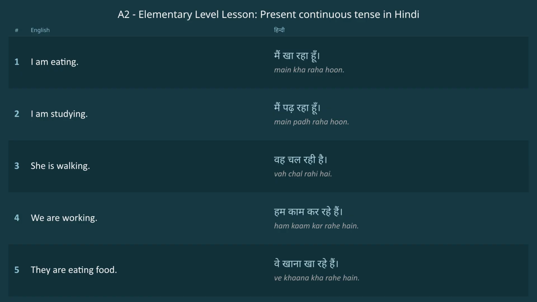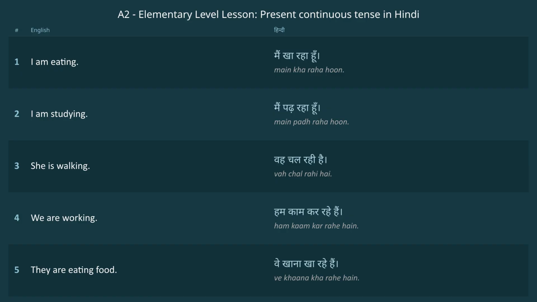Take the verb padhna, to study. Remove na and you get padh. Then add raha, rahi, or rahe. Then add the right form of hona. Main male speaker, मैं पढ़ रहा हूँ. Main female speaker, मैं पढ़ रही हूँ. He, वह पढ़ रहा है. She, वह पढ़ रही है. We, हम पढ़ रहे हैं. They, वे पढ़ रहे हैं. See the pattern? Honestly, this is one of those same song, different singer situations. The melody stays the same, only the ending changes.